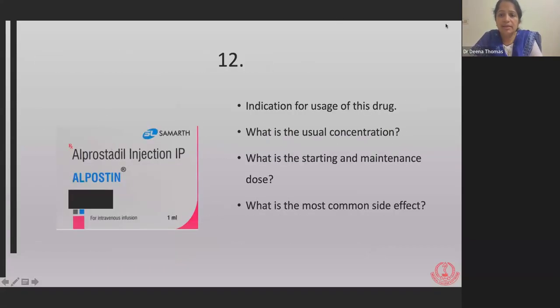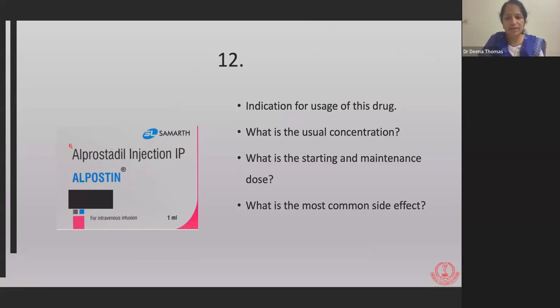Next, what is the indication for usage of Alprostadil injection? First, the name, the content of this injection. What is it used for? What is the concentration? What are the starting and maintenance doses? What is the most common side effect? Very good, I have got the answer. PGE1, that is prostaglandin E1. It is used in duct-dependent lesions to keep the PDA open.